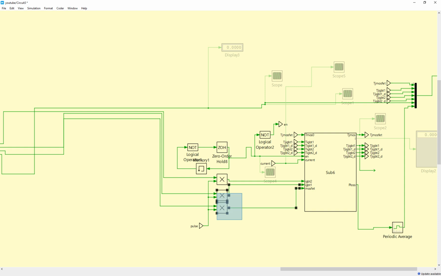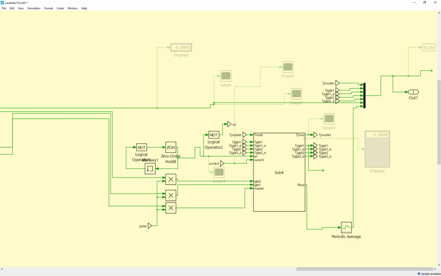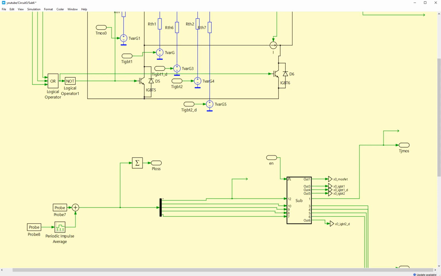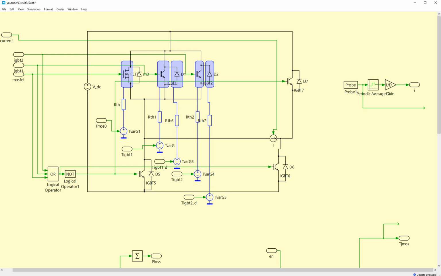Those binary numbers are multiplied by the main pulse I had, and this is the main simulation for that particular switching period. So again, you have the circuit here. Again, the junction temperatures are given from outside.